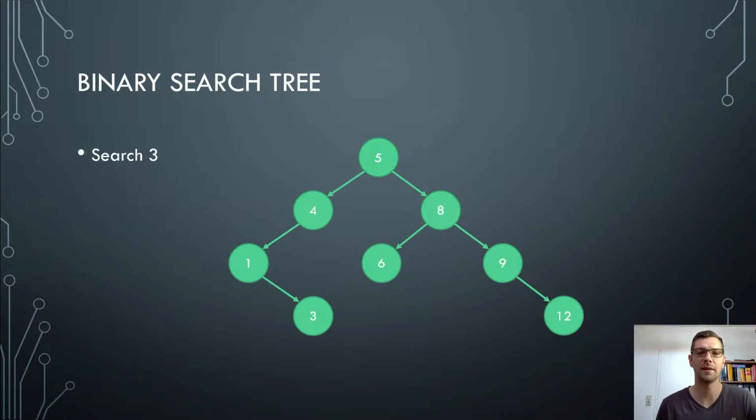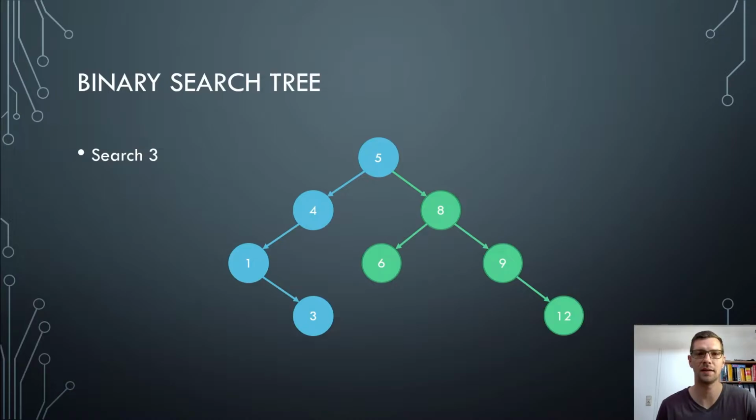Alright, so let's search now for a value. Let's search for 3. So we are at the 5. We say, is it equal to our 3? No, it is not. So we have to go to the left because it is smaller. We are now at our 4. Is the 3 greater than the 4? No, it's not. It's smaller. So we go to the left side again. And there we are at the 1. Is the 1 smaller than the 3? Yes, it is, so we go to the right side now. Alright, that is how we traverse it.